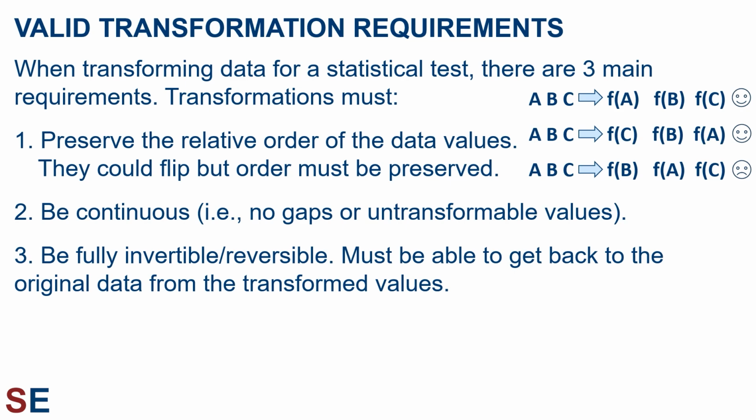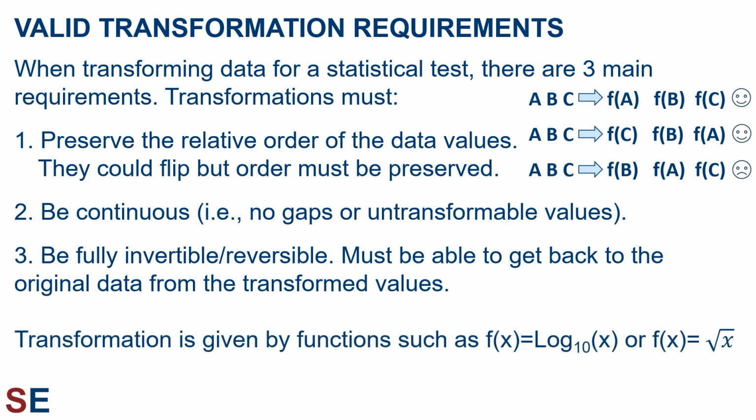This is essential because we usually want to take conclusions based on our transformed values and discuss their implications on the original values, which is impossible if we can't untransform the values. Finally, our transformation is given by functions such as f of x equals log base 10 of x or f of x equals the square root of x. We explicitly specify an equation or detailed procedure to use to do the transformation. Let's look at a simple example to see how these three requirements work.